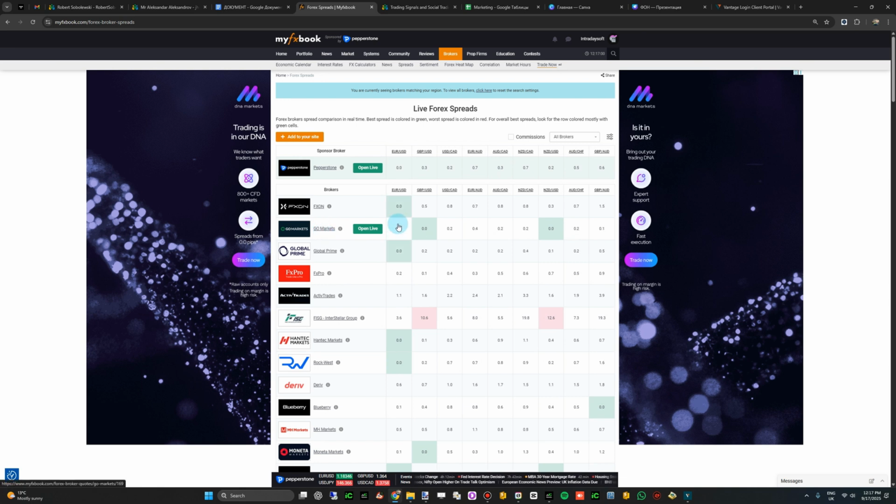Let's say Go Markets is at 0.4, almost the same, okay? That's a good spread. We move on to active trades, and what do we see? Here it's 2.1, which means this spread is 7 times larger than that one.